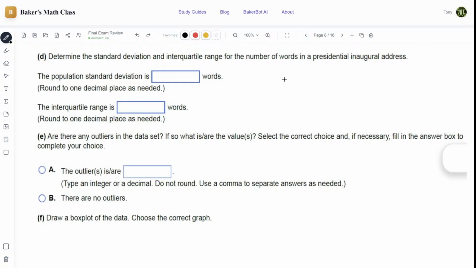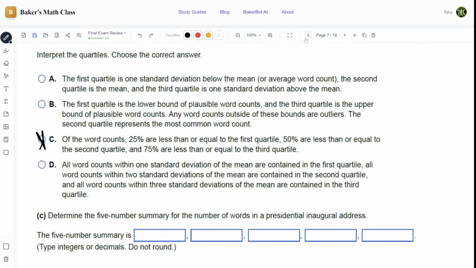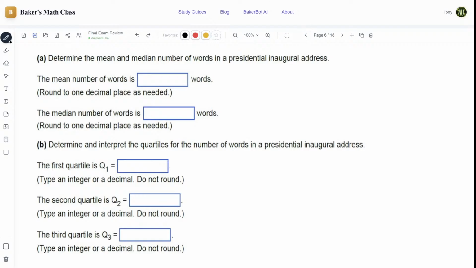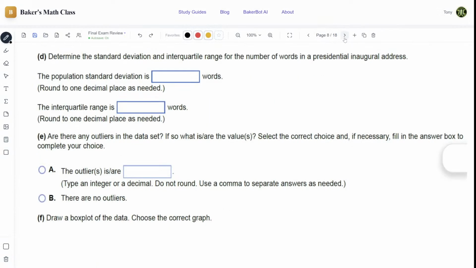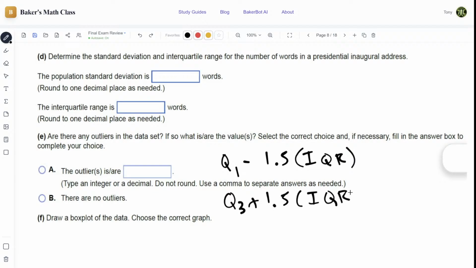Remember how to find outliers? Going back to quartiles, that is A8. Quartiles was A8, yeah. So outliers are Q1 minus 1.5 times the IQR, or Q3 plus 1.5 times IQR. So if it's outside of those two, those are your outliers.